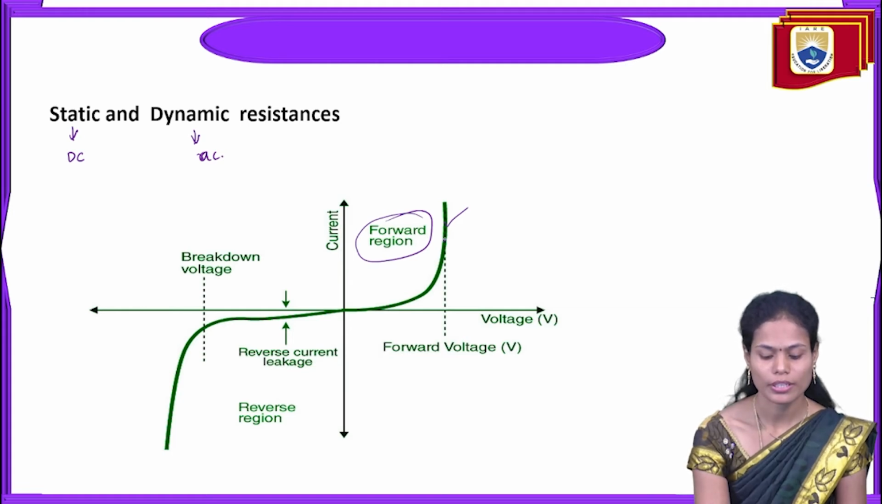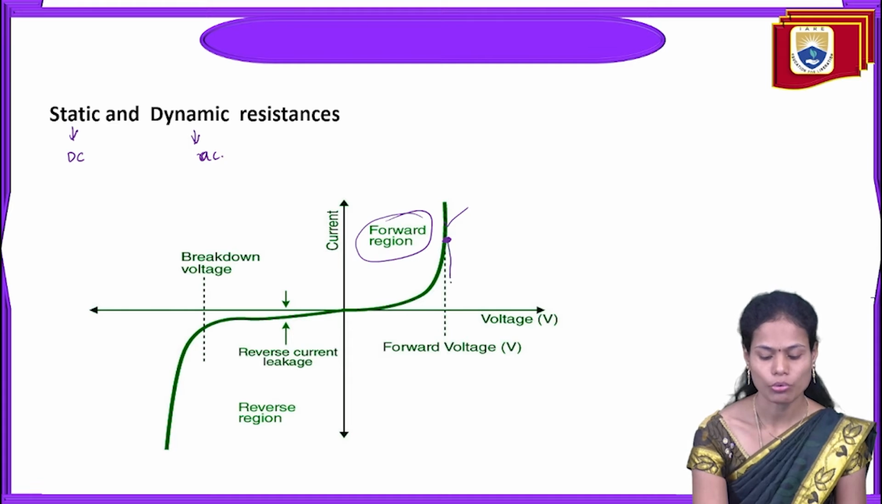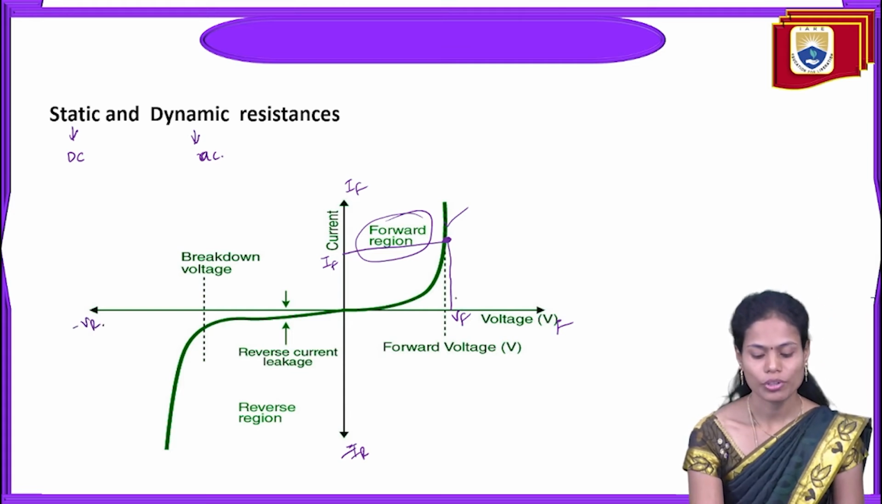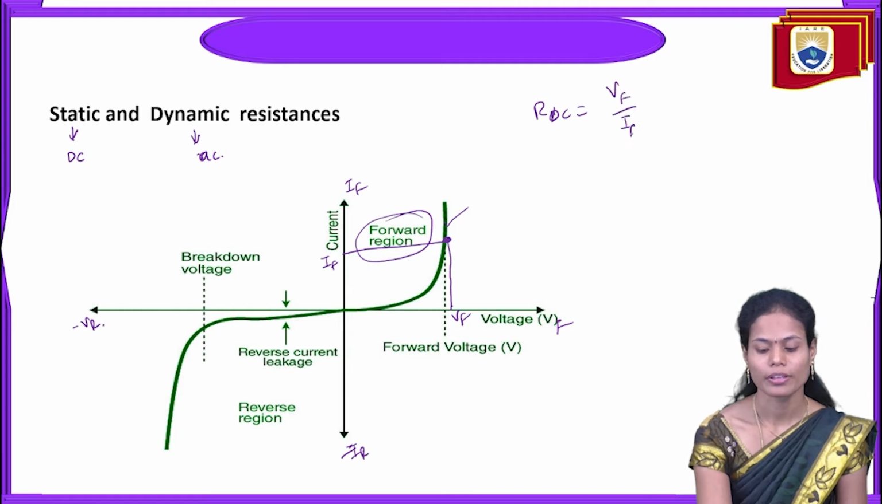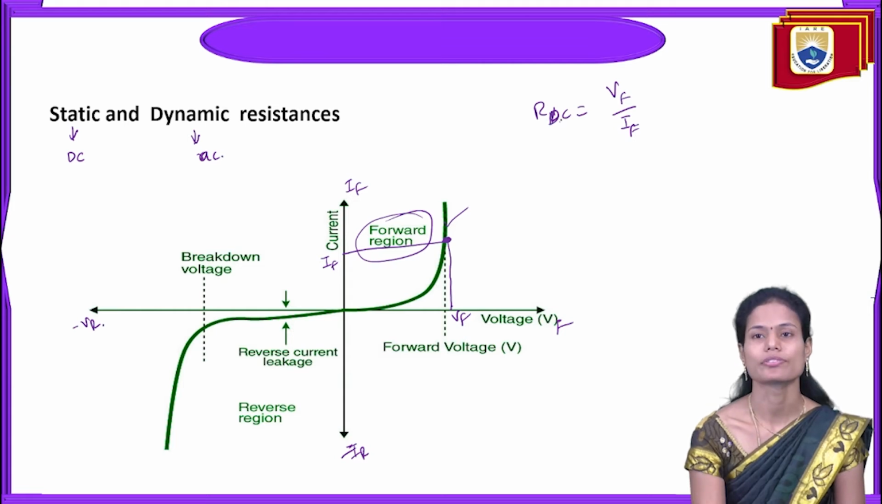So here suppose I am taking any one point here. At this particular point, how much voltage VF is there and how much current IF is there. This is VF and this is IF here. Okay, so this voltage and this current will give the RDC or static resistance, that is the ratio of VF by IF. Okay, this value will give the DC resistance.